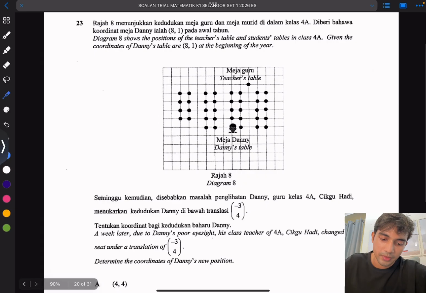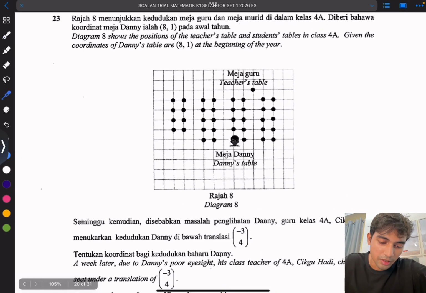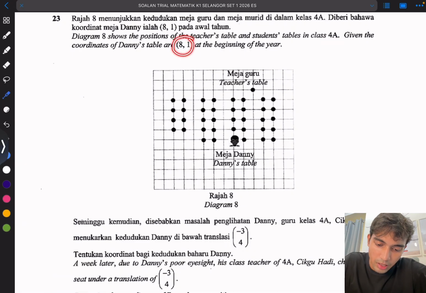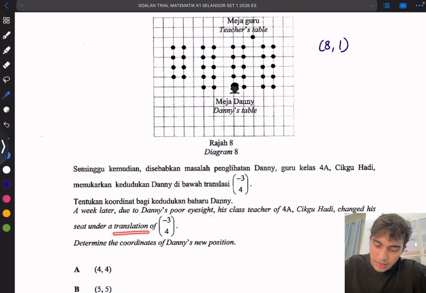23. Diagram 8 shows the position of the teacher's table and students' tables in class 4A. Given the coordinates of Danny's table are this at the beginning of the year. So this is Danny's table. Danny's table is (8, 1). A week later, due to Danny's poor eyesight, his teacher changed his seat. Translation (-3, 4). Determine the coordinates.